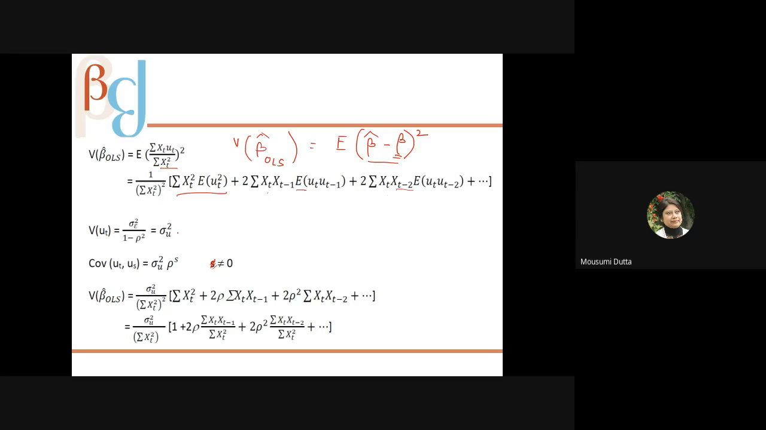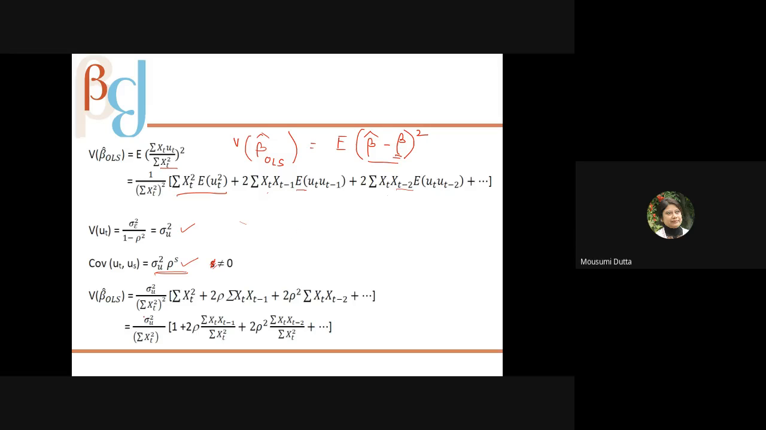Now, already we proved that variance of ut is equal to sigma u square, homoscedastic. Covariance is sigma u square rho to the power s. It is not equal to 0. So it is something like this. So now, in the expectation of ut square part, I can put this variance of ut, that is sigma u square value. And in place of expectation ut ut minus 1, ut ut minus 2, I'll substitute these values. Sigma u square will remain unchanged. However, the power of rho will change depending on the lag.